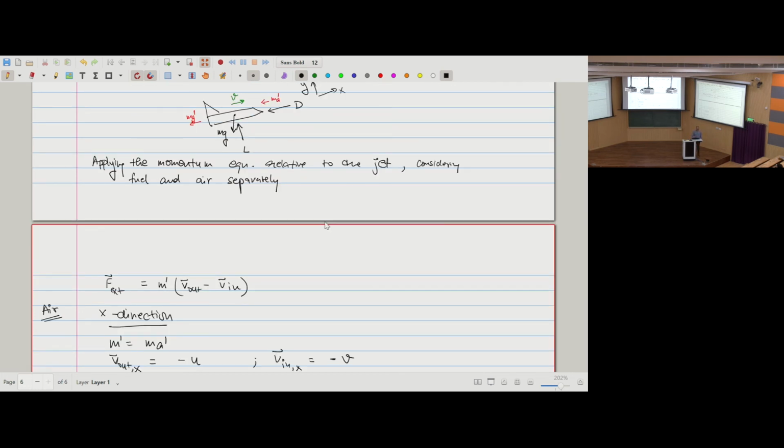M prime is m_a prime because we are talking about air here. So air enters and air leaves. Although whatever is leaving, the gases, has a mix of air and burnt fuel. But I am only taking the air part right now. The burnt fuel I will take in fuel, because I know this mass balance. M prime a is equal to m prime gas plus m prime fuel. Sorry, the other way around.